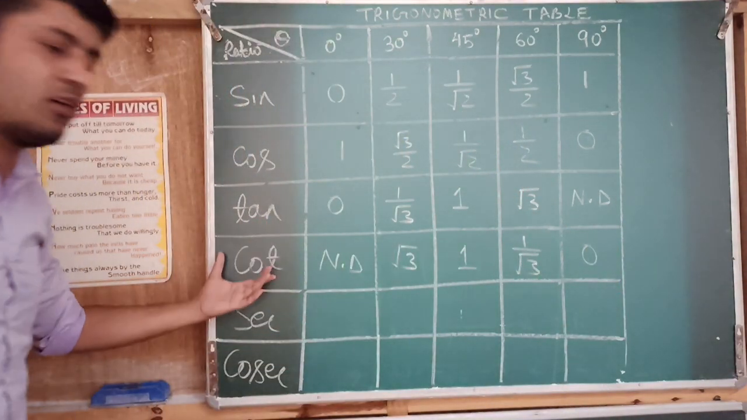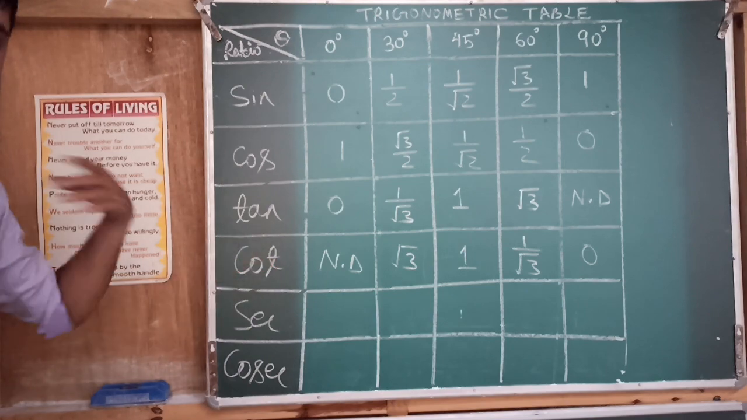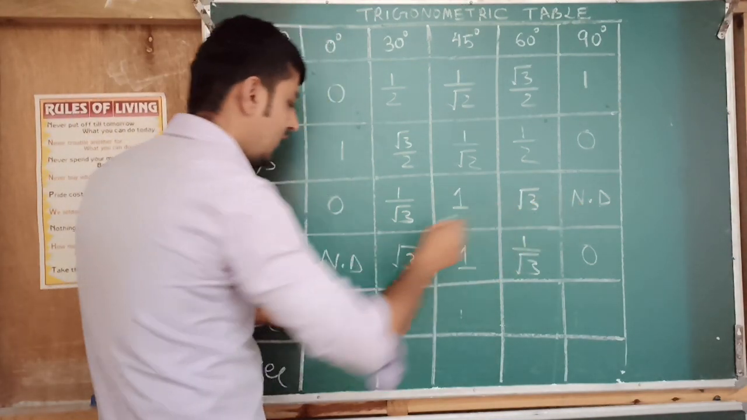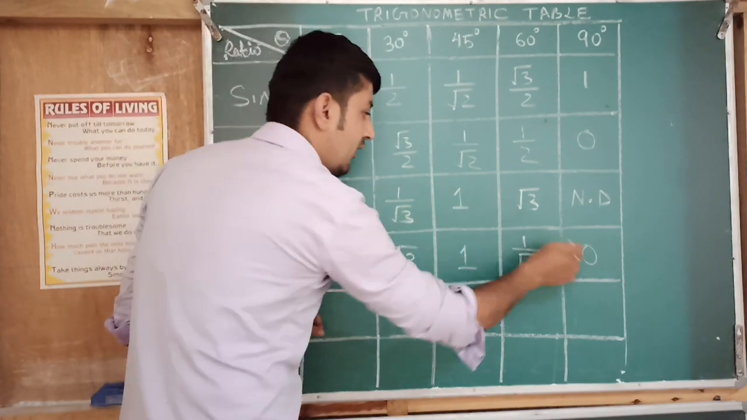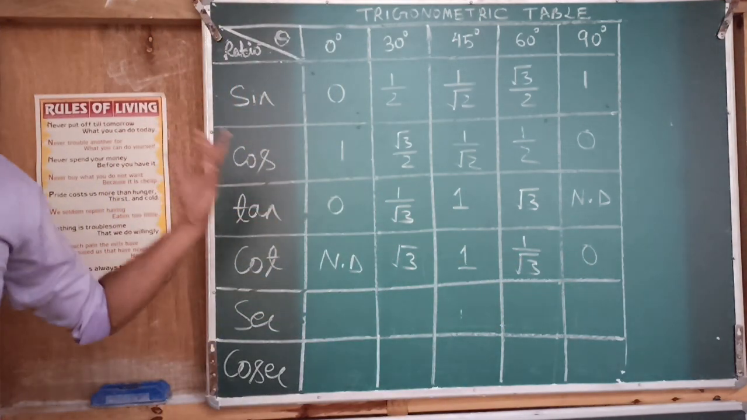So you have got your cot theta. Let me repeat one more time. This ND you bring it here, this root 3 you bring it here, 1 here, this here and this here. So you have got your cot theta.